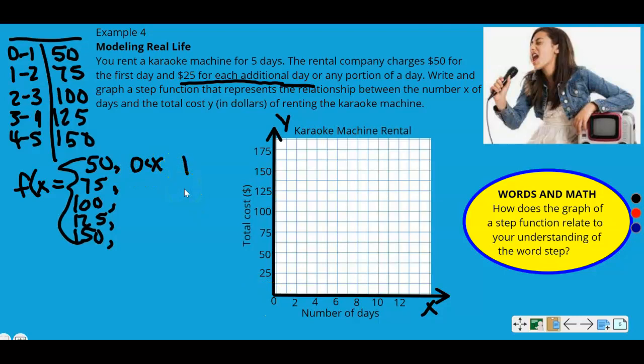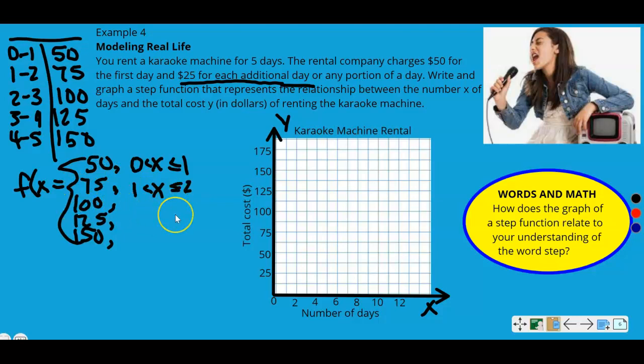And then all the way up to 1 day is included in the $50 charge. On day 2, same kind of thing. The first initial 24 hours was included in the previous step, so that one's an open circle. And then up through the second full day would be $75.